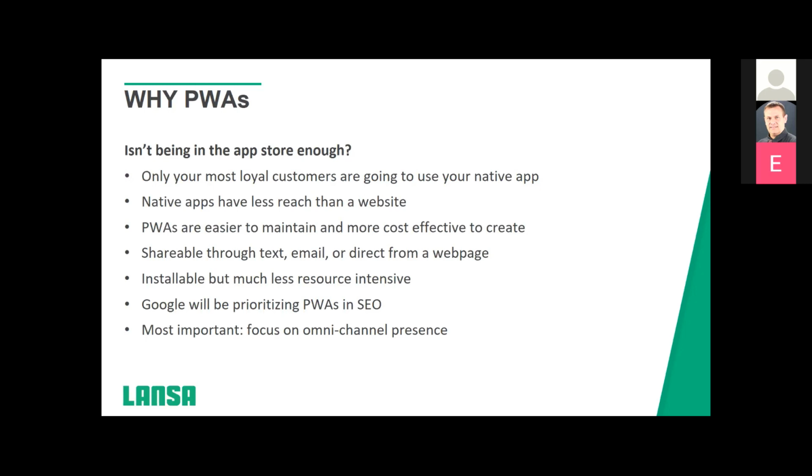Progressive web apps are also shareable, through text, email, or direct from a web page. So it's very easy, if you're using them internally, to send out an email to the employees that need it. They can click on the link, install the web app on whatever devices they need it on, and they now have their progressive web app. Again, like I showed you, you can download it right from a web page, and you can even share it through text, SMS. So they're installable, but much less resource intensive.